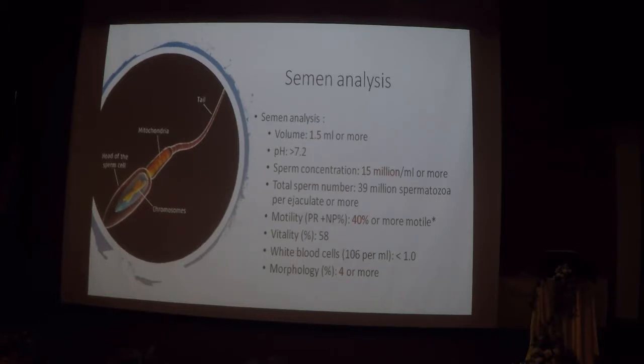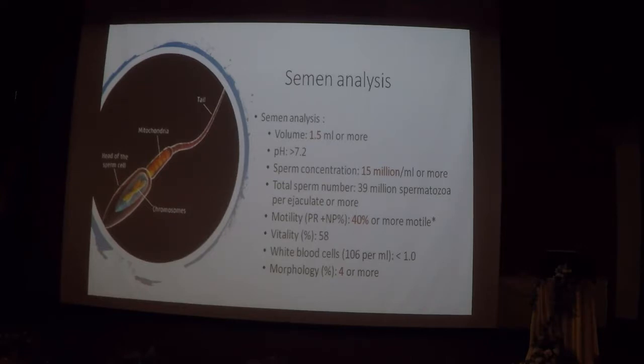Morphology used to be 20%. Now they follow the strict Kruger's criteria, where normal is about 4%. At 4%, you can't assess it under a normal microscope at power of 20 or even 100; there is a test that should be done to look at the morphology properly. That's why we take it at 4%. But we who do IVF don't take too much of all this. We just look at these three things that are important to us: motility, the count, and the morphology.